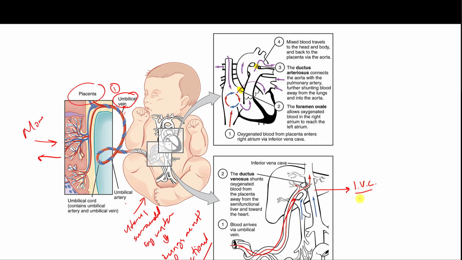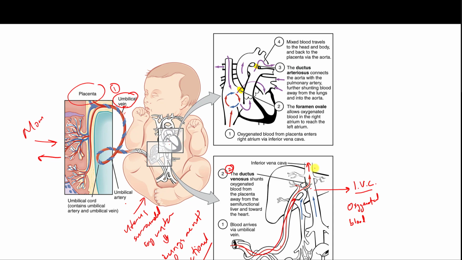So now the inferior vena cava receives oxygenated blood. This is totally different than when we are born, okay? After birth, the inferior vena cava will carry deoxygenated blood, but in babies, it's carrying oxygenated blood. So this connection between the umbilical vein and the inferior vena cava is called the ductus venosus, and this is the second modification. Ductus venosus puts the blood from the umbilical vein into the inferior vena cava.